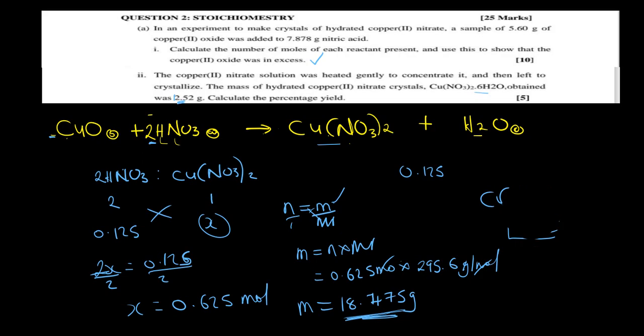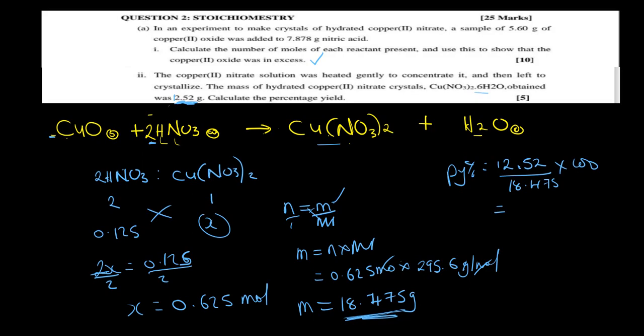Since we have this mass, what we are going to do is say percentage yield is equal to actual, which is given now as 12.52, it's here guys, then calculate the percentage. So you divide 12.52 by what you have, 18.475, then times 100.